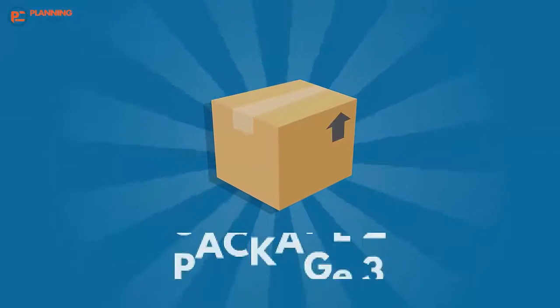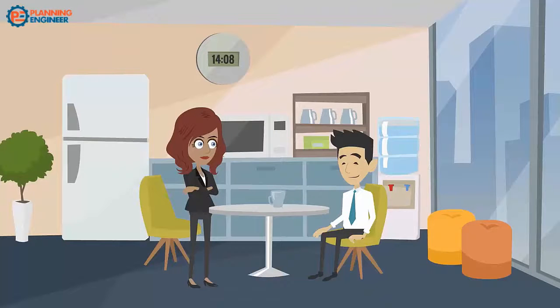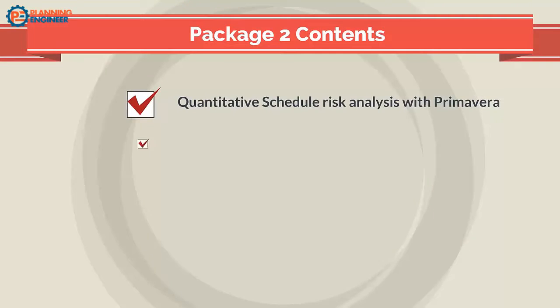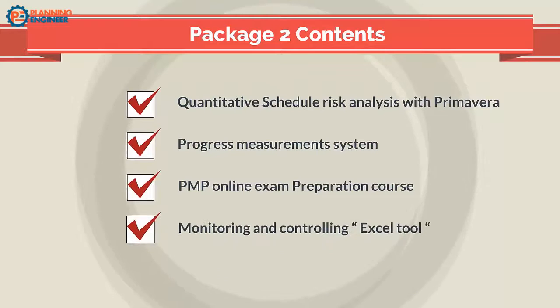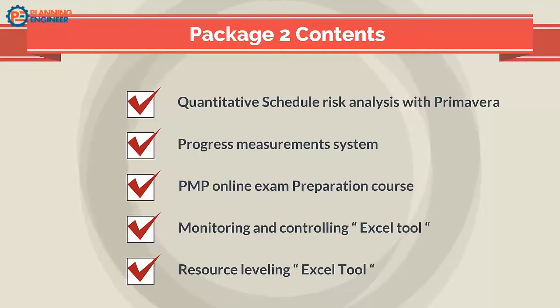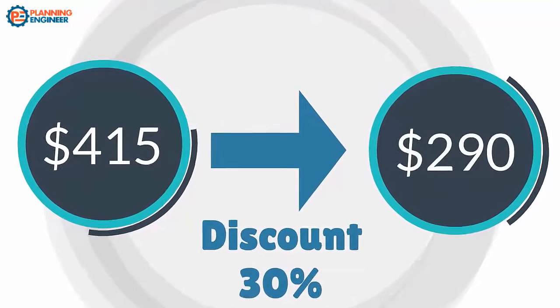Package 2 for planning engineers. Are you suffering from repetitive tasks without improving your skills? Package 2 contents: quantitative risk analysis course, progress measurements course, PMP online exam preparation course, and 3 powerful Excel tools. Only $290 instead of $415 with 30% discount.